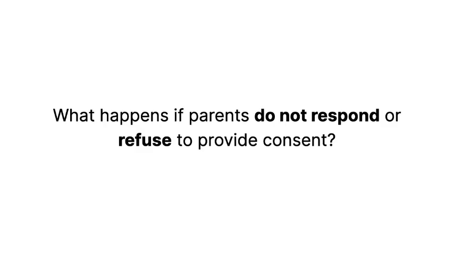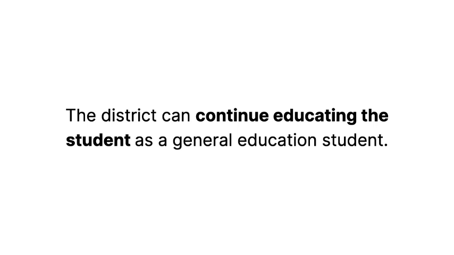Because of this requirement, districts are also required to make and document all attempts they make at seeking consent from parents for an initial evaluation. If parents do not respond or refuse to provide consent, the district has few options as to how to proceed. First, they can do nothing. If parents refuse to provide consent for an initial evaluation, the district can continue educating the student as a general education student. By seeking a parent's consent, they meet their child find obligation and are not required to take additional actions. But there are additional actions they can take if they feel strongly that the evaluation is necessary.